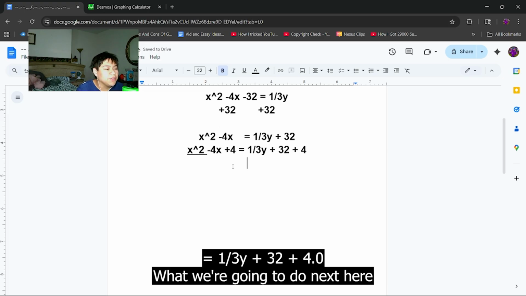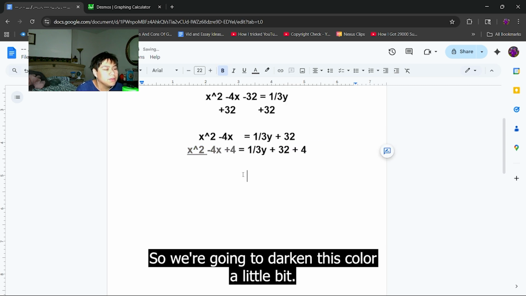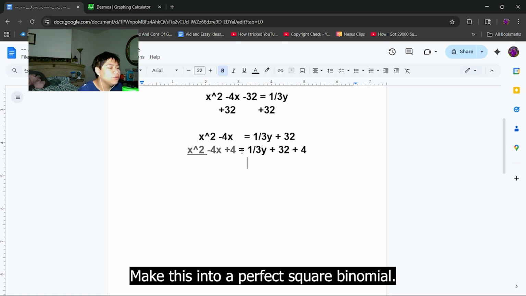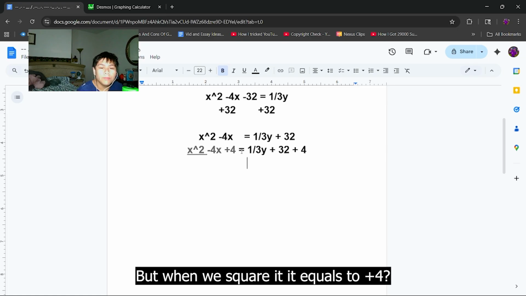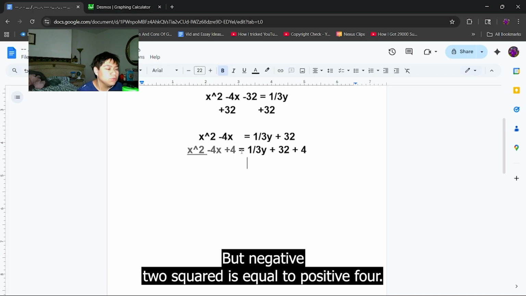What we're going to do next is that this is already a perfect square trinomial. So we're going to darken this color a little bit. What we're going to do next is square it, make this into a perfect square binomial. What I mean by that is, what number is equal to negative 4 when added to itself, but when we square it equals positive 4? That number is negative 2, because negative 2 plus negative 2 is equal to negative 4, but negative 2 squared is equal to positive 4.